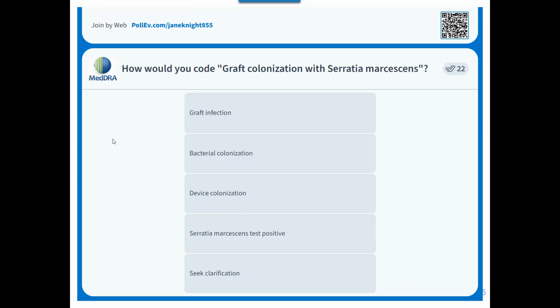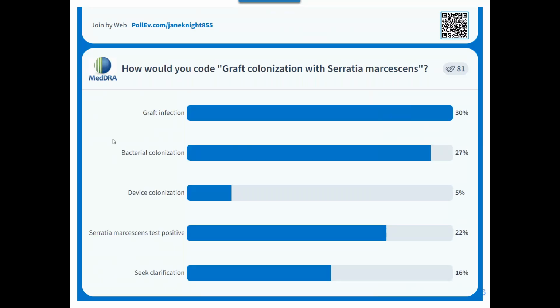So I can see some of you are voting already. A few questions you ask yourself there: What is colonization? What is the graft? And do we capture the test result? Hopefully you'll receive the examples in advance, so you may have had a chance to think about them before the session. Okay, let's see where your votes lie.